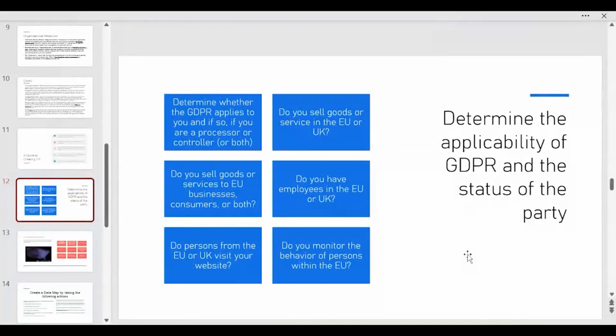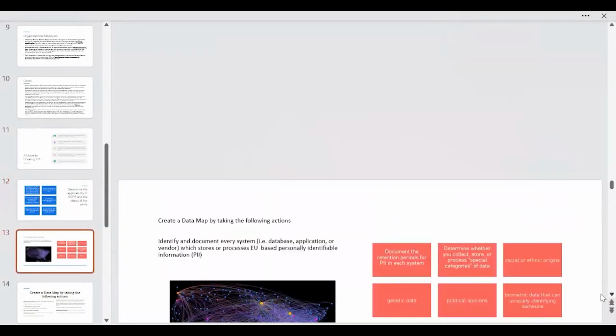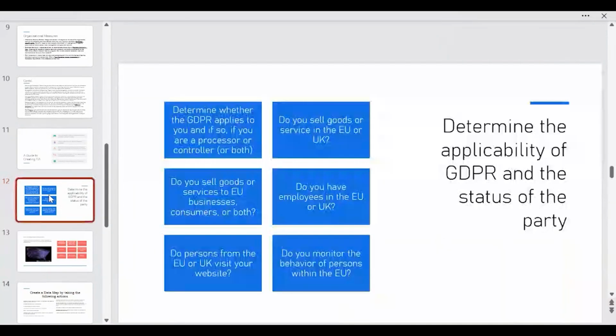That is, determine the applicability of GDPR and the status of the party. So, do you sell goods or services to EU businesses, consumers, or both? To the person from EU or UK also, because I just took UK because it is an adequate country. I'm sorry for that. So UK is an adequate country, right?